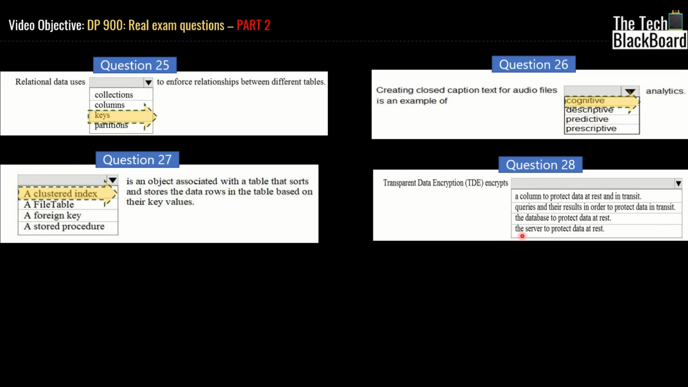If you read about transparent data encryption on the Microsoft site, you would know that it doesn't encrypt a column to protect the data at rest. It is also not related to the queries and their results. So the third option is the database to protect data at rest. Yes, this option is very close to what TDE does. But let's look at the fourth option as well. The fourth option says the server to protect data at rest. So basically, TDE is related to data at rest.